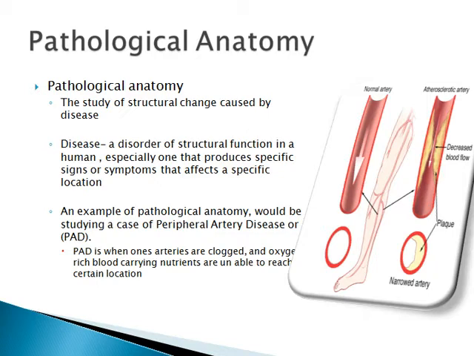Pathological anatomy. Pathological anatomy is the study of structural change caused by disease. Disease is a disorder of structural function in a human, especially one that produces specific signs or symptoms that affect a specific location. An example of pathological anatomy would be studying a case of peripheral artery disease, or PAD. PAD is when one's arteries are clogged and oxygen-rich blood carrying nutrients is unable to reach certain locations.